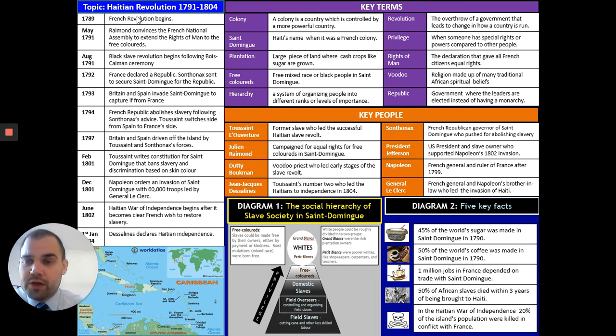So after the French Revolution begins, a civil war starts in 1791 between the free coloreds in Haiti, led by people like Raymond, and the white plantation-owning aristocracy on the island. But what we're going to look at today is very shortly after that civil war starts between the free coloreds and the white population, who are both slave owners. The African slave population begins to get its own ideas about freedom and equality, and they're going to start their own uprising.